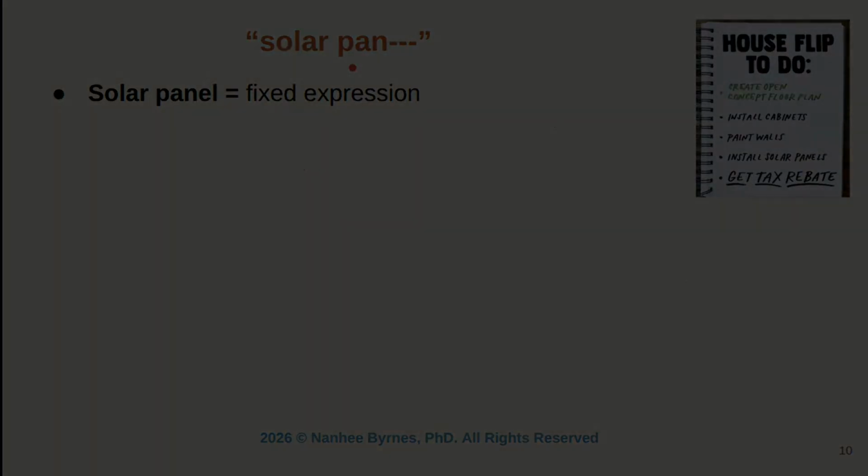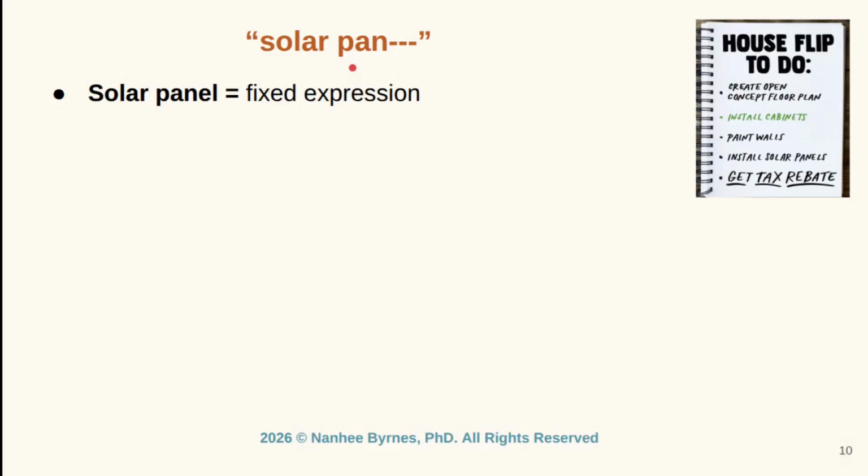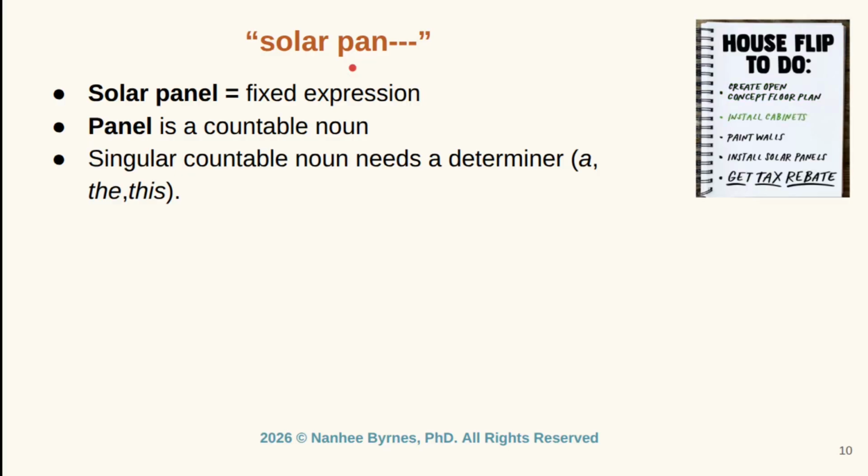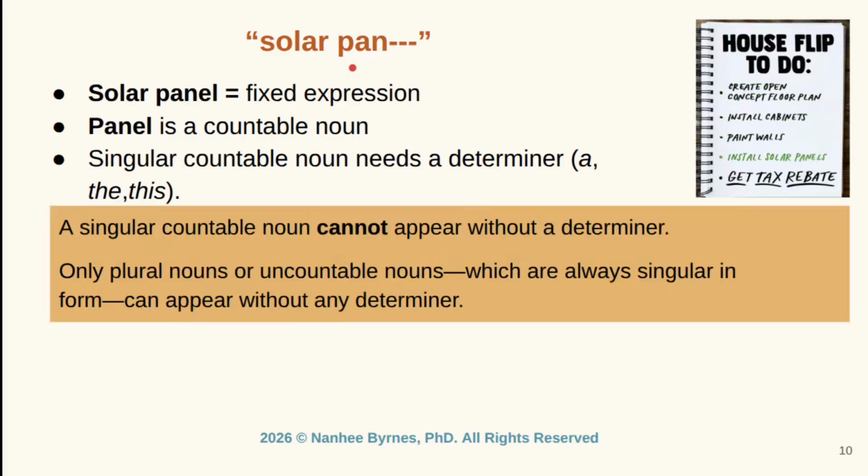Solar pan... In English, solar panel is a fixed expression, but there's still one blank to consider. Let's take a closer look at the word panel. Panel is a countable noun. That means it usually needs a determiner like a, the, or this when it's singular. One of the trickiest rules in English grammar is that a singular countable noun cannot appear without a determiner. Many people make this mistake without realizing it.